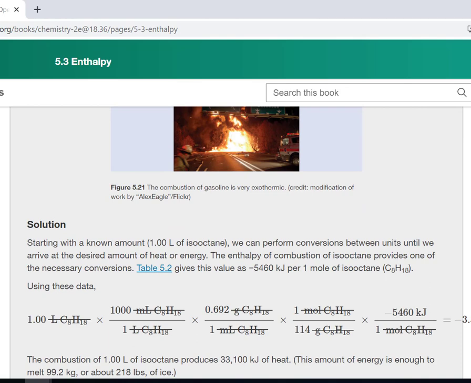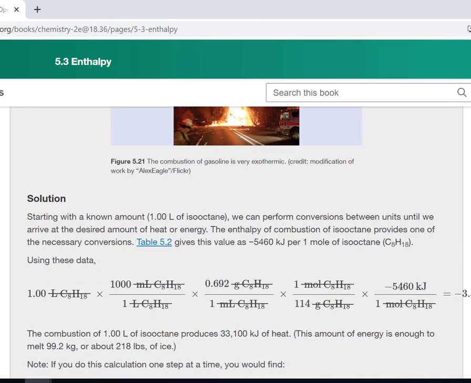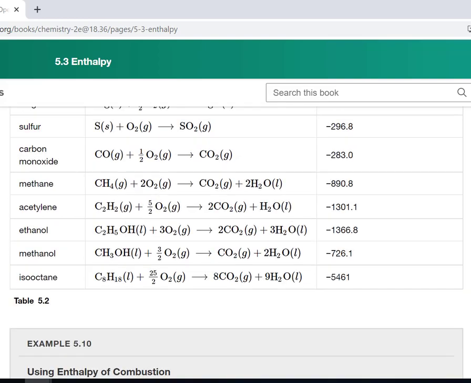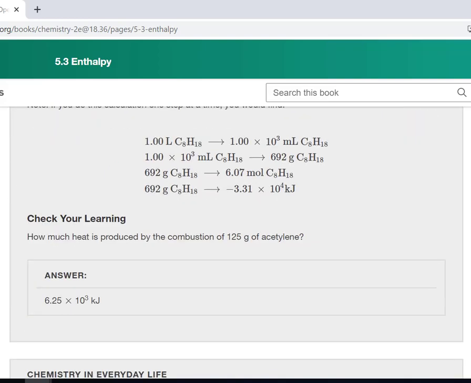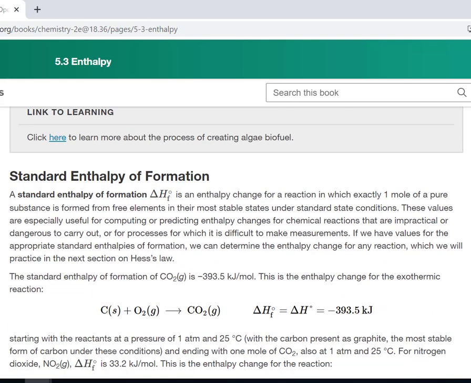Here we're showing how we might use some information to do a calculation. Please look at that example. And then when we come back, we'll look at standard enthalpy of formation.